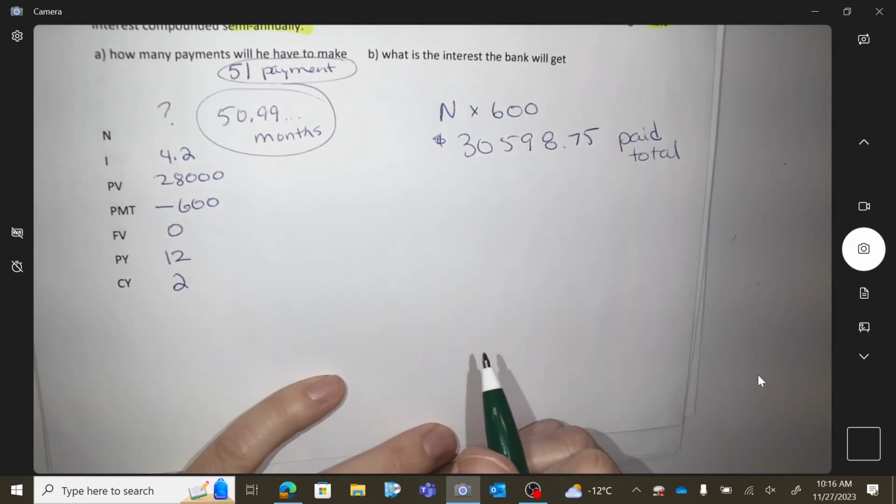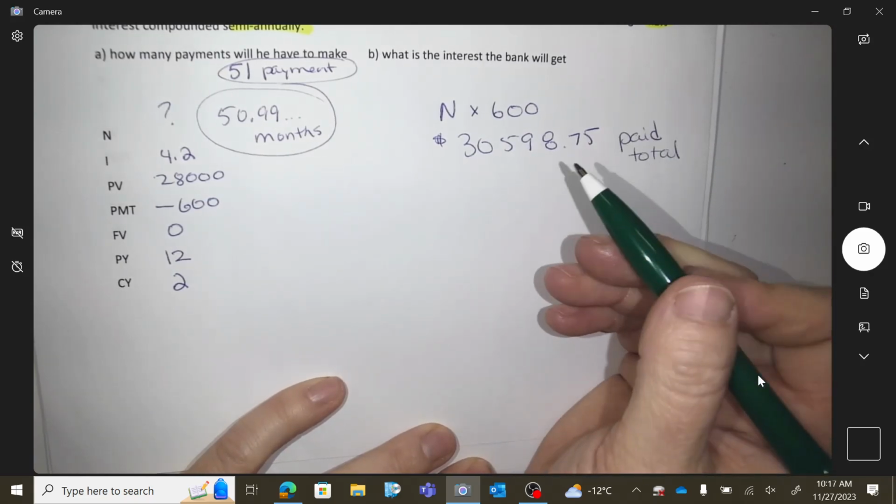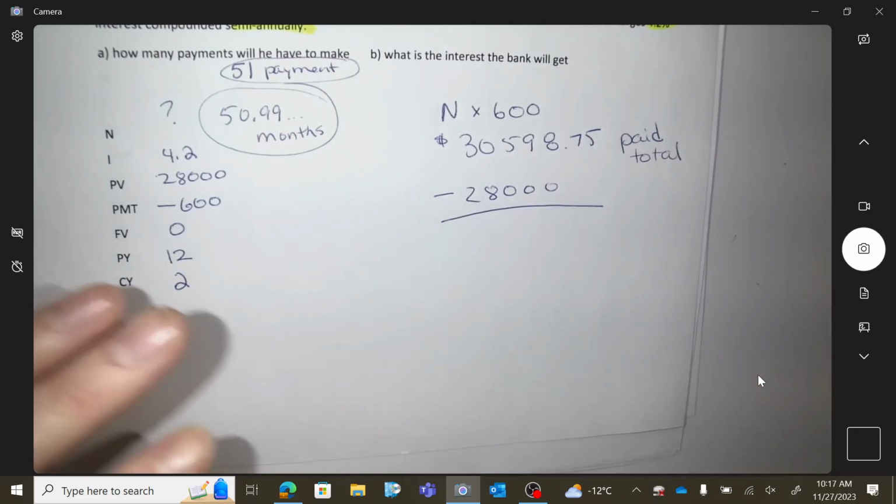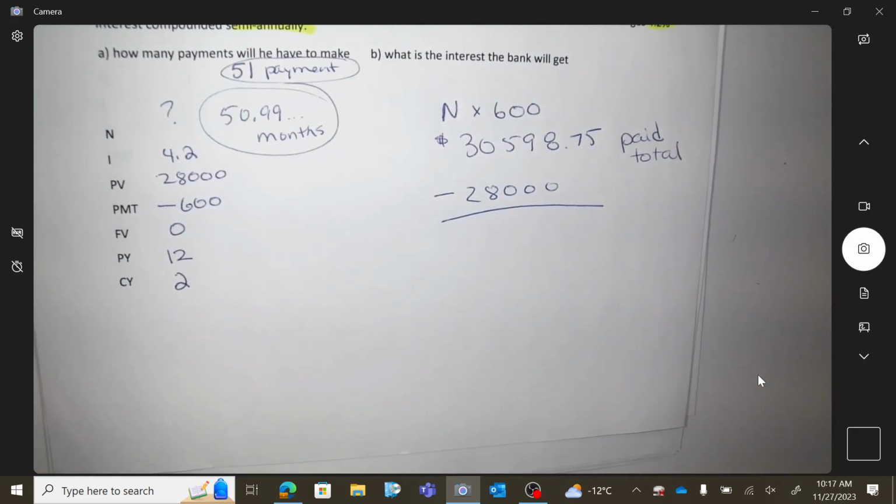So how do we do interest? How much I've paid minus what it should have cost. So how much did the bank get out of the deal?